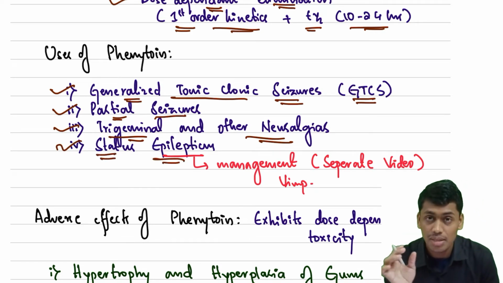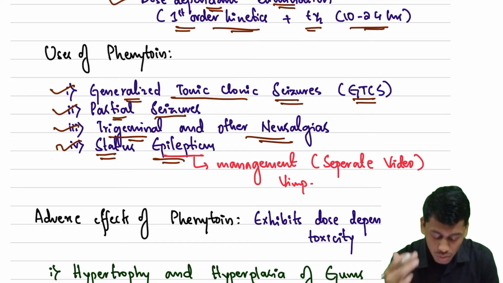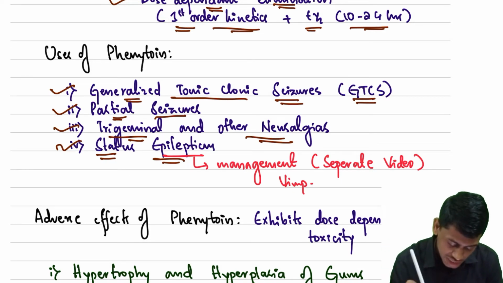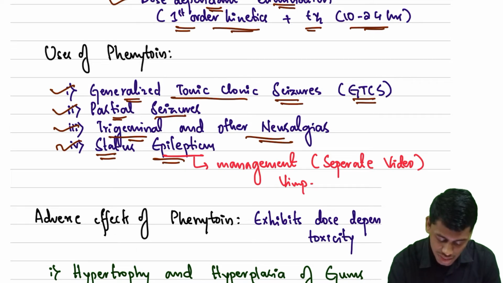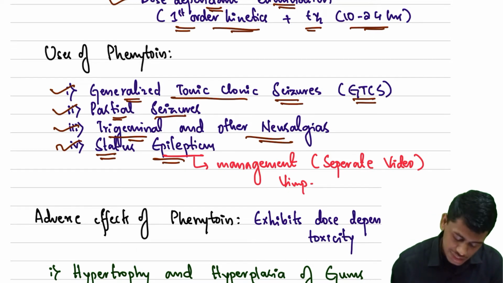We'll have a separate video on status epilepticus, what it is and what its management is. We'll watch that. These are all the uses of phenytoin: generalized tonic-clonic seizures, partial seizures, trigeminal and other neuralgias, and status epilepticus.